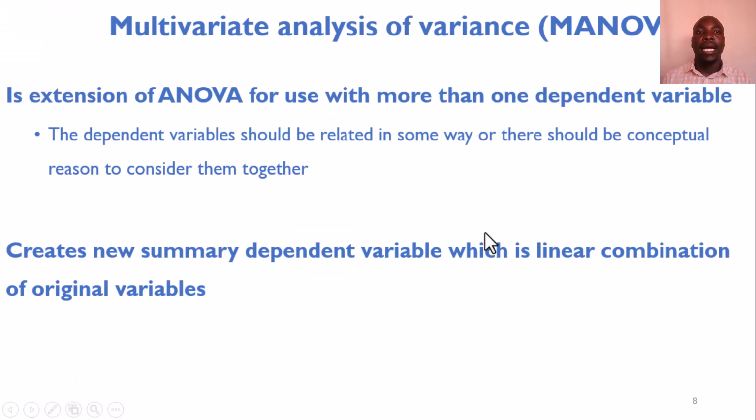So what MANOVA is actually doing, first of all, it is an extension of ANOVA to allow us to use more than one dependent variable. But these dependent variables that you're putting together should be related in some way or the other, or there should be at least a conceptual reason why you're considering to have them analyzed together. Under MANOVA, we are basically creating a summary dependent variable, which is a linear combination of these original variables. We are having a summary dependent variable, which is a combination of mathematics scores and then physics scores.